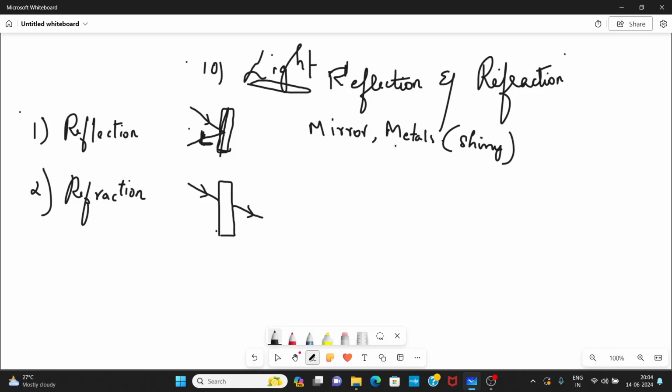Alright, where would you see refraction? In your transparent mediums, only in your transparent surfaces can the light pass through. For example, the lens. Imagine the lens of your specs, or any light plastic surfaces where you could see through it. Those are good examples of refraction.